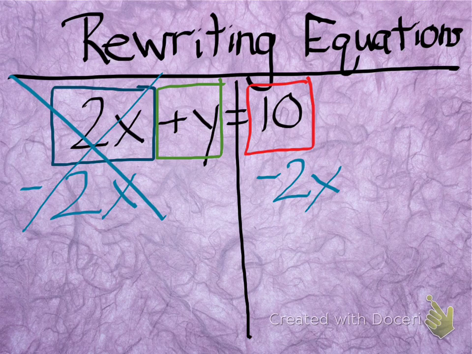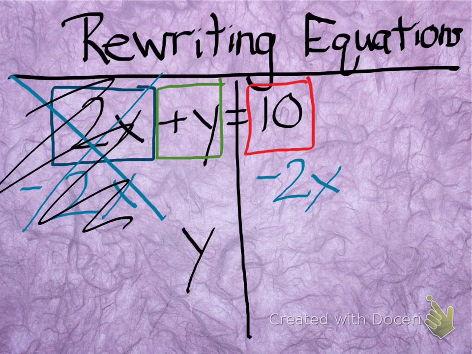So now we have y is still on the left, right, because this all went away. So we just have that y left equals. Now, 10 and negative 2x, are they like terms? No, they don't have the same last name, or they both don't have the same variable after them. That means we cannot combine them.